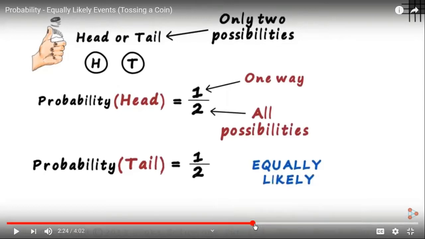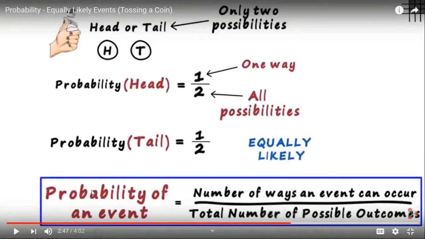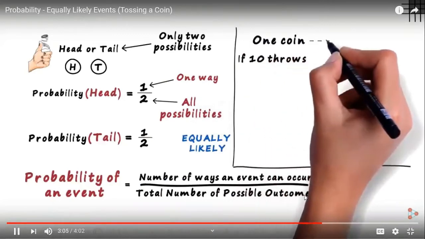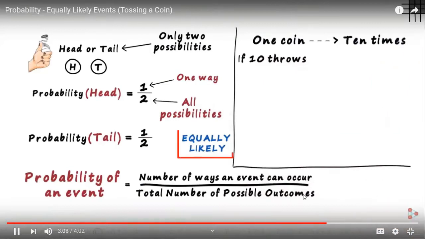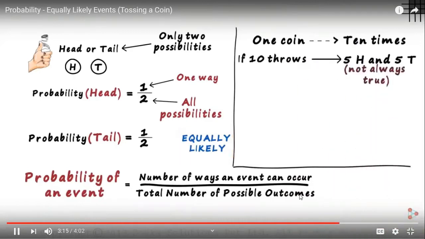Okay. Now the new and the most important thing is if you throw a coin 10 times. Here is the formula of the probability of the equal event. Now, next thing, listen. I'm talking about one coin being tossed 10 times. Since the events are equally likely, does that mean that after 10 throws, we will surely get 5 heads and 5 tails? This will not always be true. You may get 6 heads and 4 tails, or maybe 9 heads and a tail, or maybe even 10 tails.